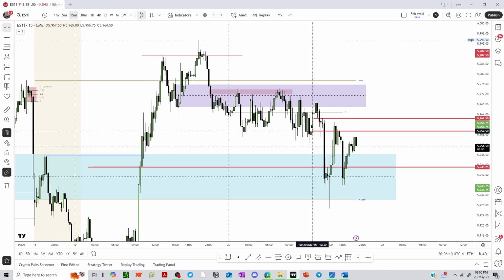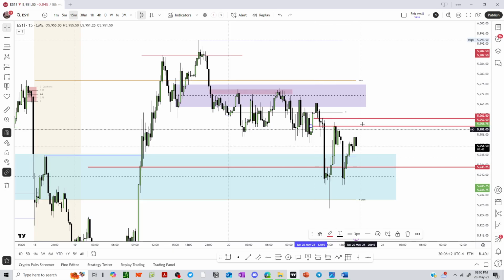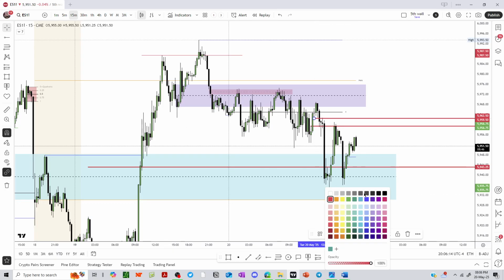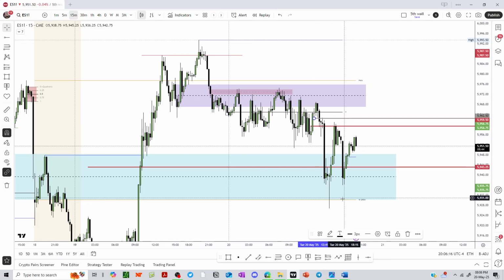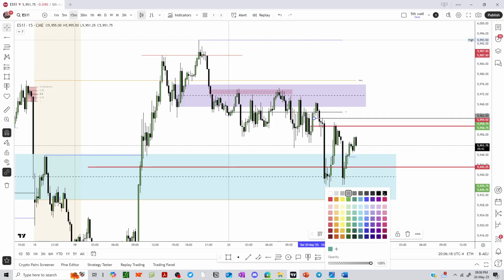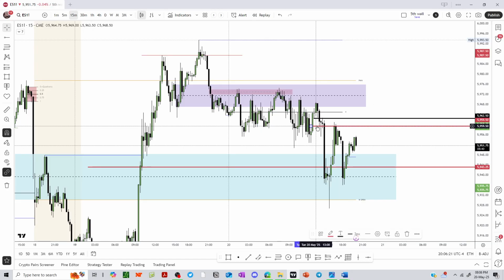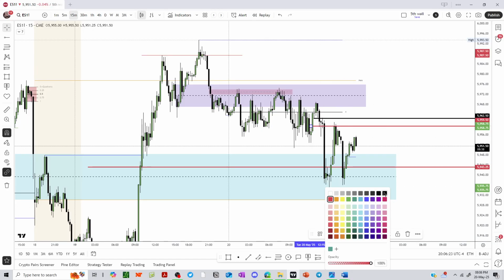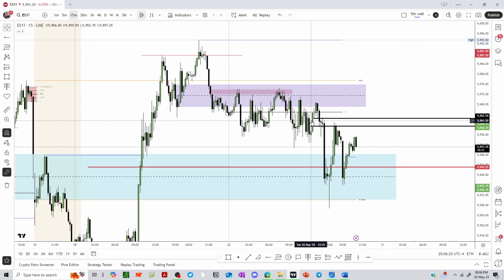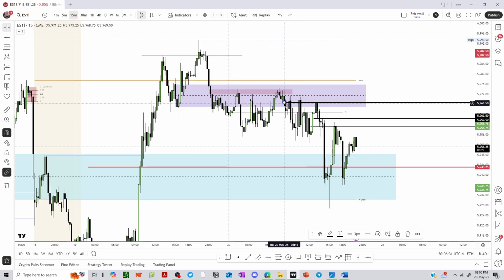This is right here. This violated. And I can't have that being red. We're gonna change that. Let's change it to black. So I used this trade. This, and there's another fair value gap that I think is right here. Tiny.